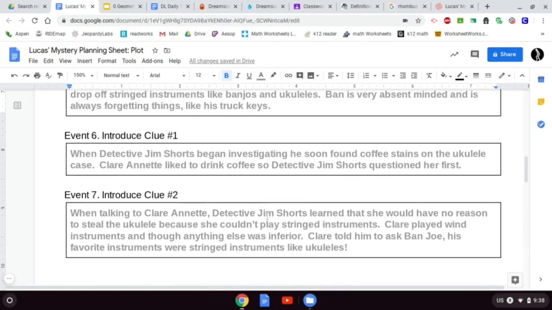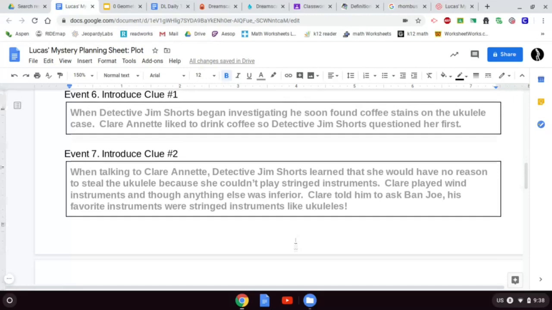Motive. Motive is why you would do the thing that you do. So Clarinet had no motive. There's no reason for her to steal the ukulele. But Banjo might have a motive. He plays ukuleles. Maybe he took it to play it himself.